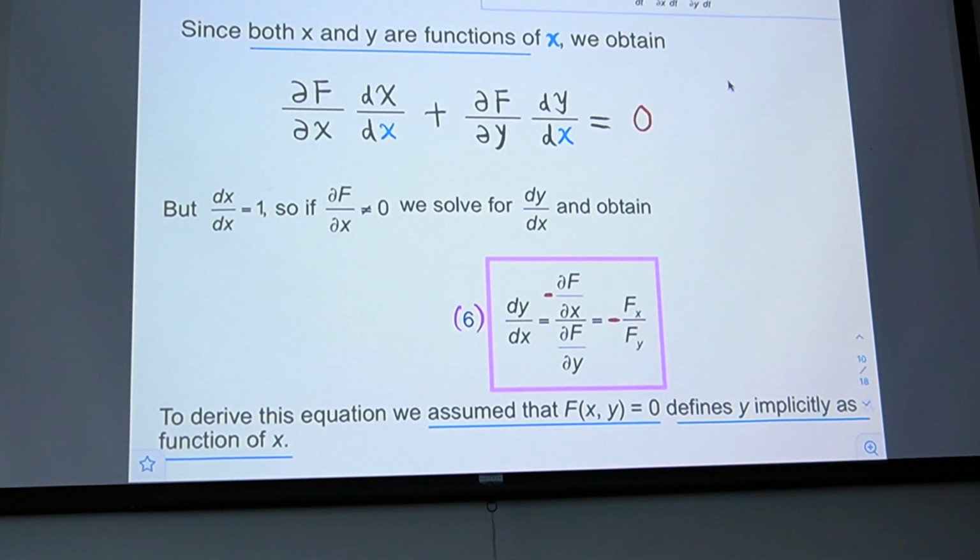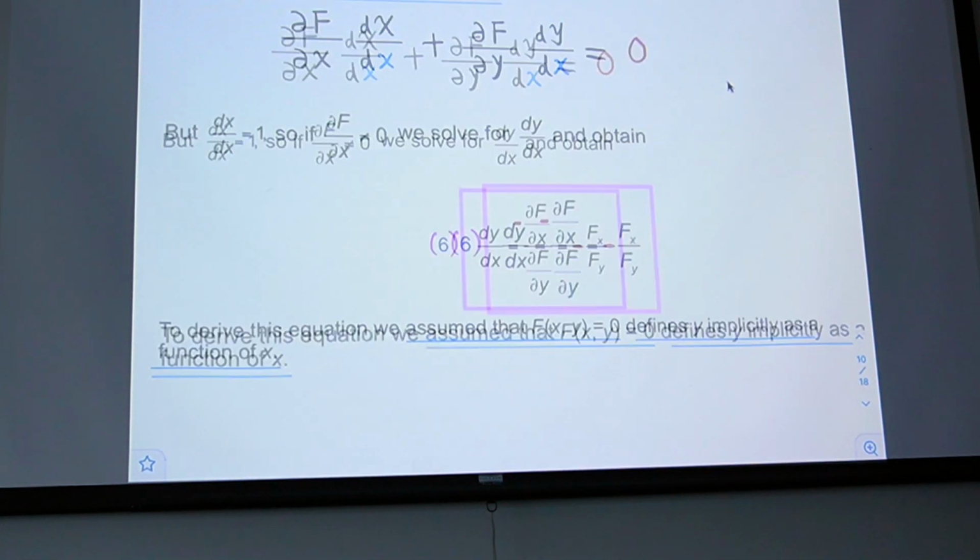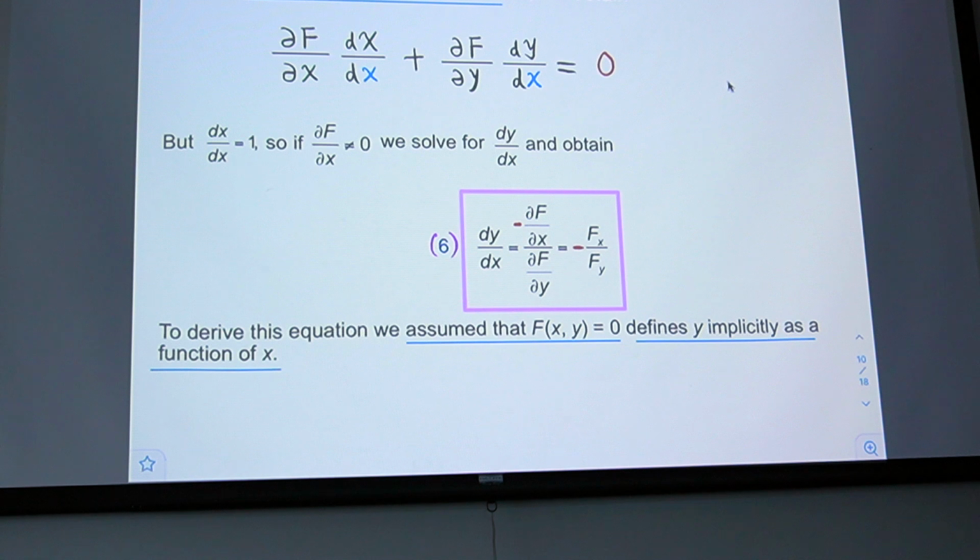Now, to derive this equation 6, we assume that F(x, y) equals 0 defines y implicitly as a function of x. So this defines y implicitly as a function of x. Well, what does it mean?